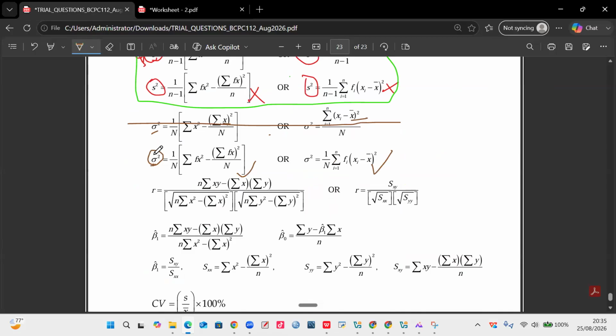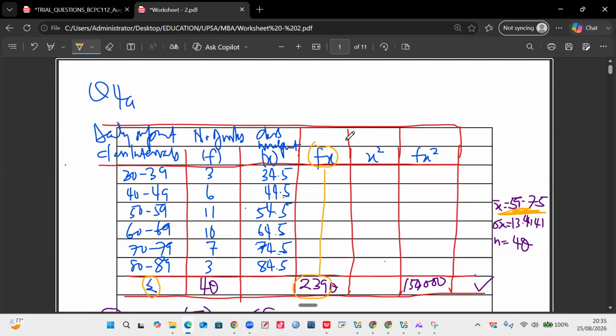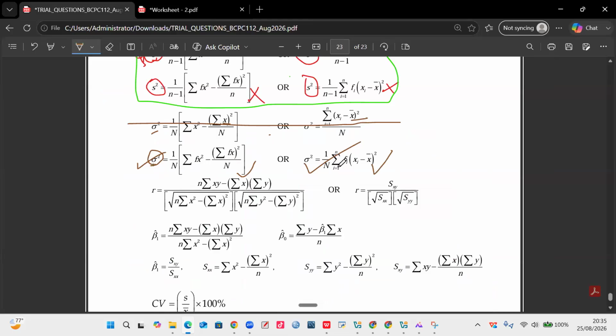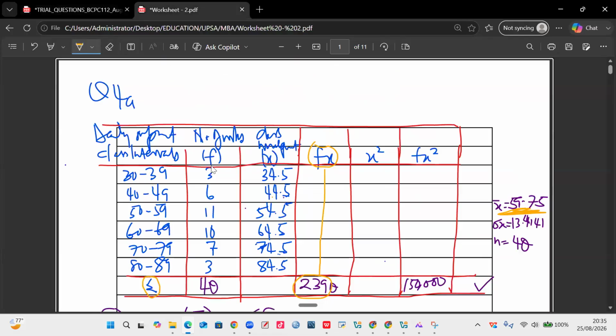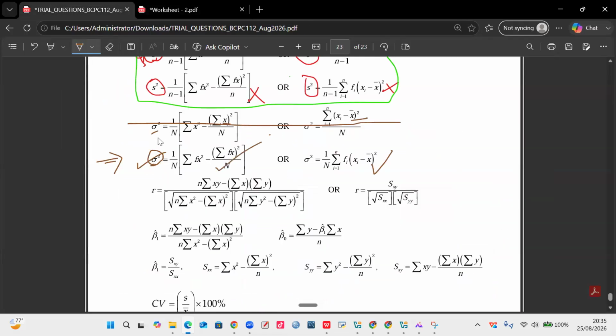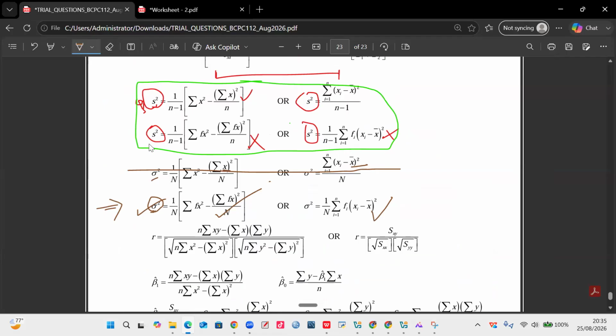Between these two, we will check which one has fx, x squared, and fx squared. Then we choose that formula. Between the first and the second one, which one do we go for? The first one, because it has the fx, x squared, and fx squared, as we have in the table. So this is the formula we are going to choose. If you go and choose this S squared, a sample, you are wrong. You have to choose the population. And this is the population variance.